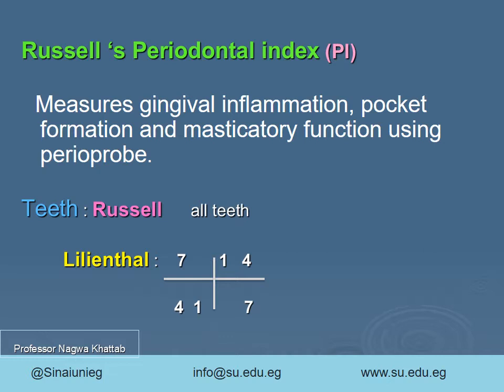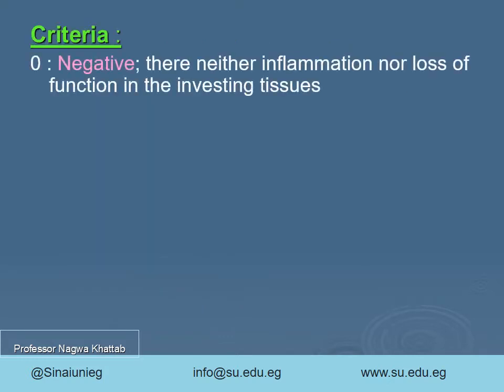عبارة عن إن أنا أستخدم ال upper left central and 4 right 7 and the reverse in the lower. إيه الكرايتيريا اللي بيستخدمها for the assessment؟ الكرايتيريا running on scales. السكيل ده مختلف عن السكيلز الأخرى. starting by 0 يبقى أنا ما عنديش لا gingival inflammation ولا عندي أي periodontal problems.